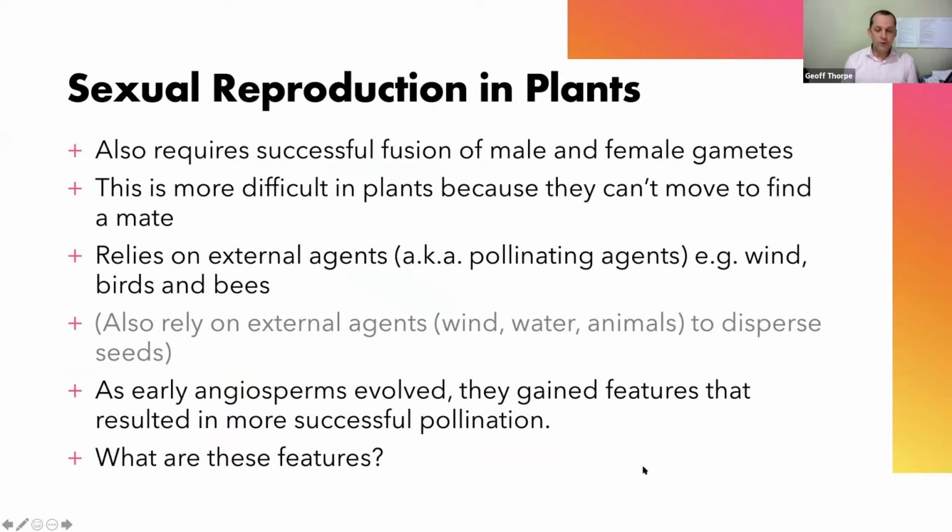So like sexual reproduction in animals, it also requires the successful fusion of male and female gametes. That's what it's all about. We need the male and female gametes to fuse to form a zygote, as we said last time.